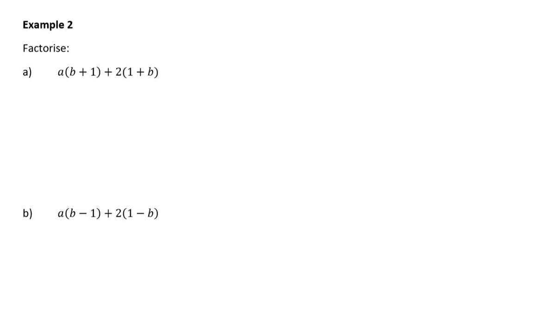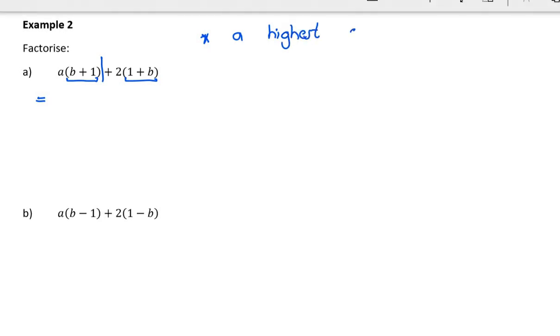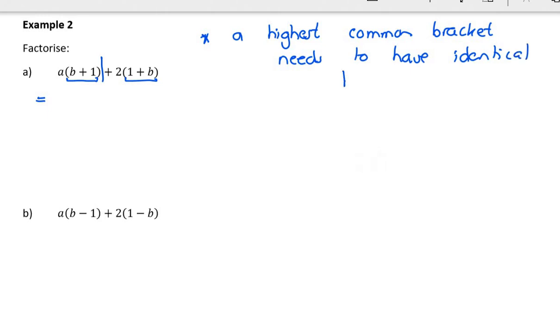Example 2 is meant to teach us about something called the switcheroo. So let's have a look. In our first question, we have 2 terms, and I see (b + 1), and then I see (1 + b). Now, a highest common bracket is only a highest common bracket if the brackets are identical. So my first question is, these brackets look similar, but are they identical? Now they're not identical because the one is b + 1 and the other one is 1 + b.